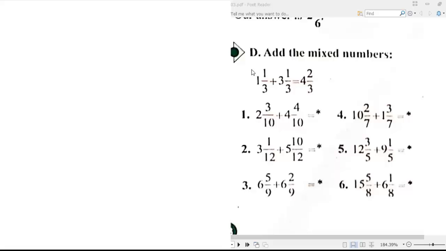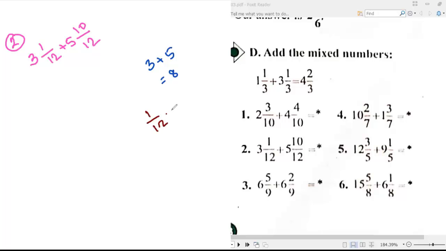Now we will solve 2, 3, 4, 5, 6 by using the last method. Number 2. If we look at number 2, we can see that it is 3 whole 1 by 12 plus 5 whole 10 by 12. Look, at first we have to add the whole number. So 3 plus 5, that will be 8. Now add the fraction. So that is 1 by 12 plus 10 divided by 12.